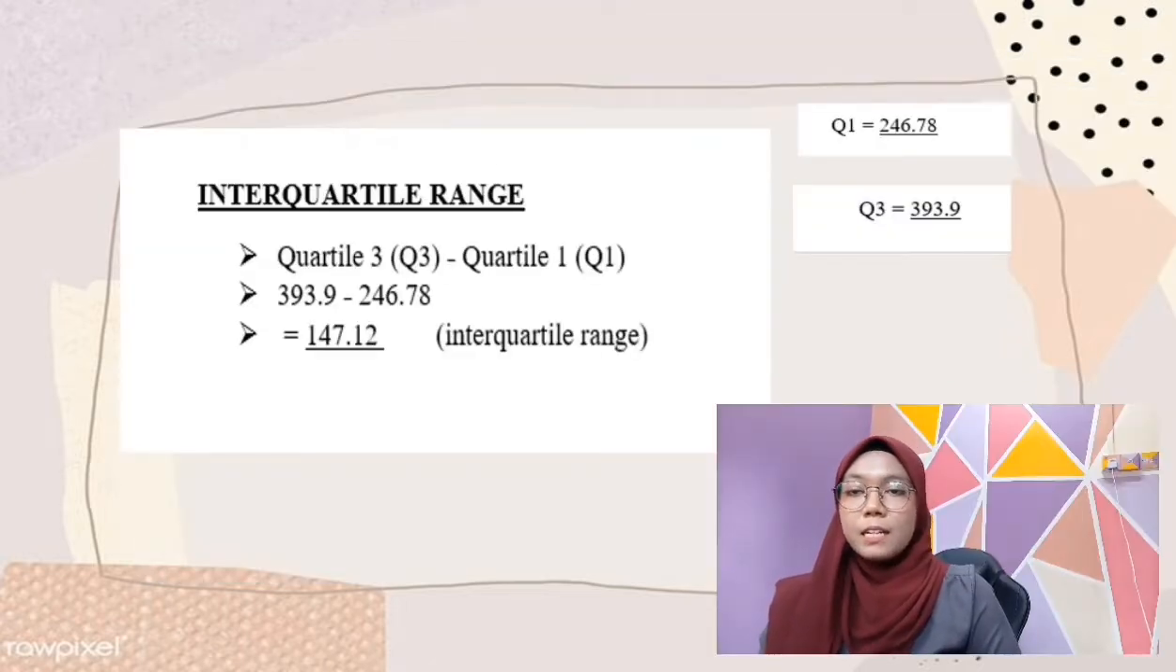For the last, the inter-quarter range is equal to the value of the first quarter subtracted from the value of the third quarter. So Q3 is 393.9 minus Q1, 246.78. The total inter-quarter range is 147.12.